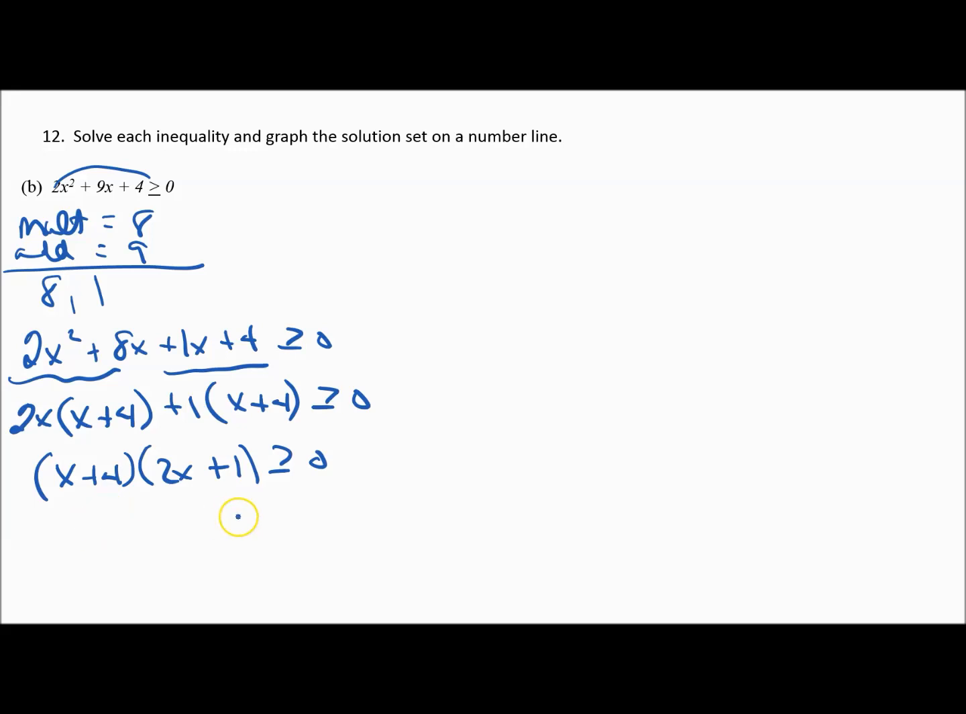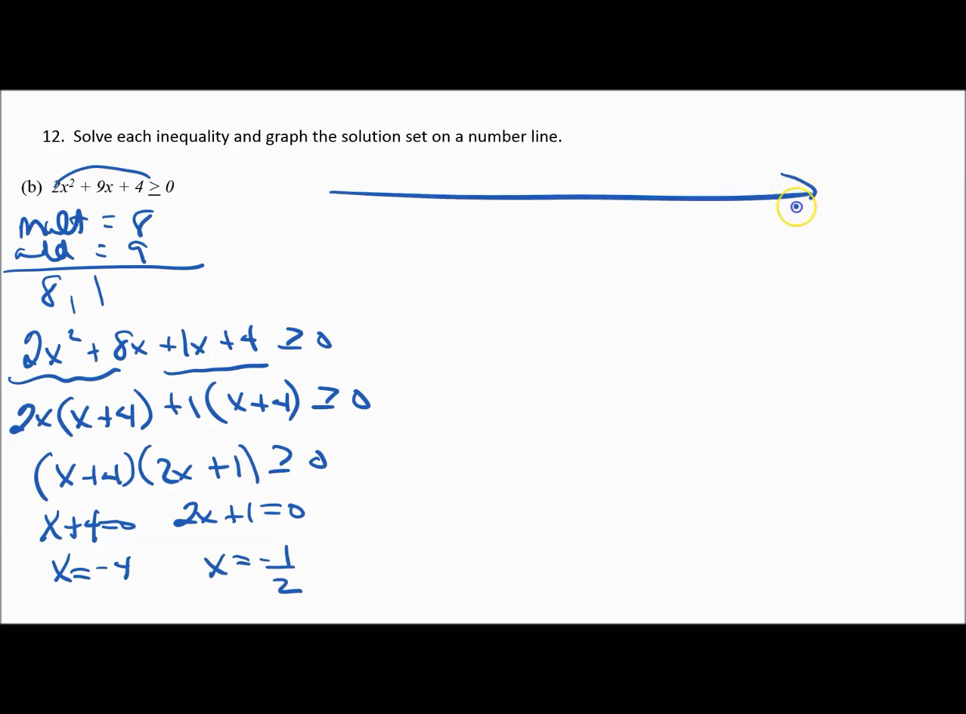Now the next step is to create my number line. Don't go x plus 4 is greater than or equal to 0 and 2x plus 1 is greater than or equal to 0 and solve that. That's not going to work out for you. You just have to do x plus 4 equals 0 to get -4 on your number line, and 2x plus 1 equals 0 to get -1/2 on your number line. Okay, so here's my number line, and again I got -4 and -1/2.